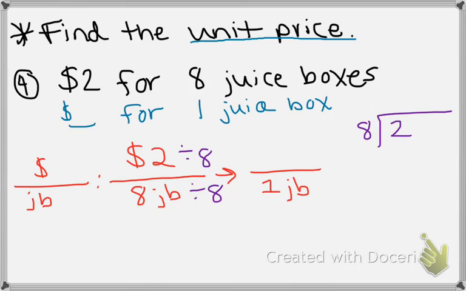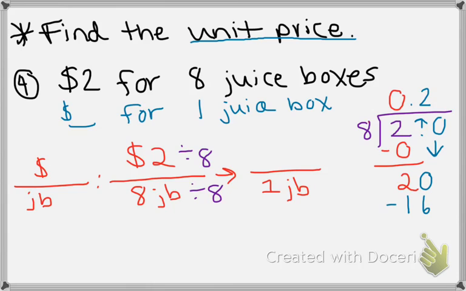So 8 goes into 2 0 times. Put the 0 on top. 8 times 0, 0. 2 minus 0 is 2. Now there's nothing left to bring down. There are no digits to bring down. So when that happens, you have to add a decimal point and bring that up in your answer, and a 0 and bring that down. 8 goes into 20 2 times. 2 times 8 is 16. 20 minus 16 is 4.